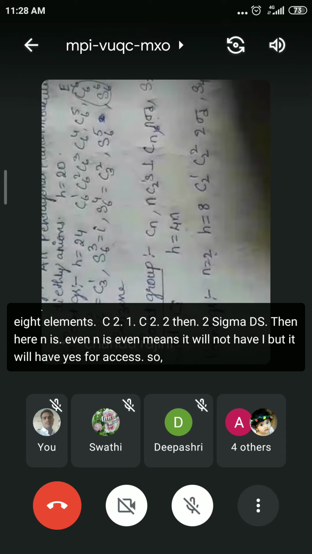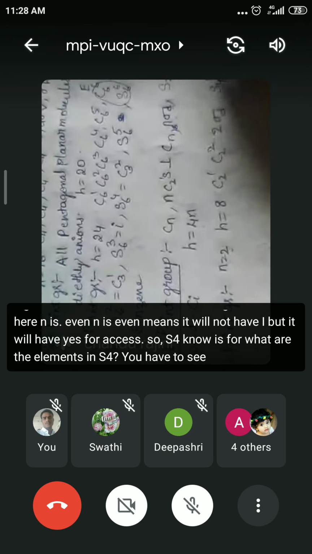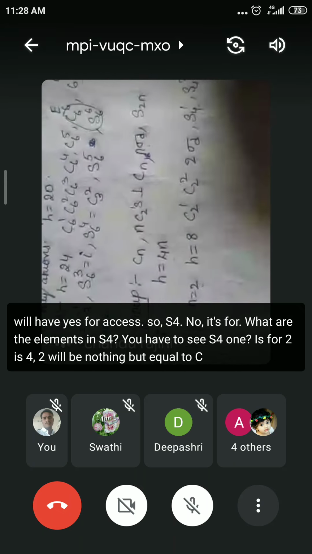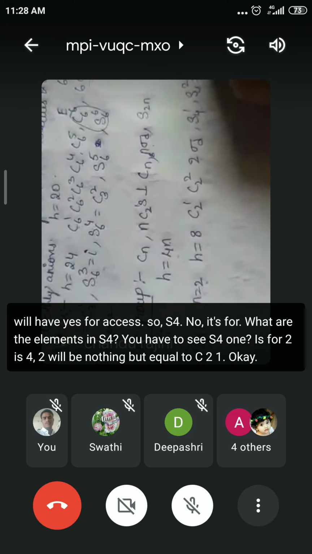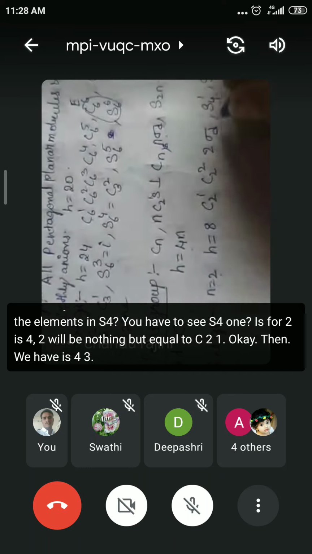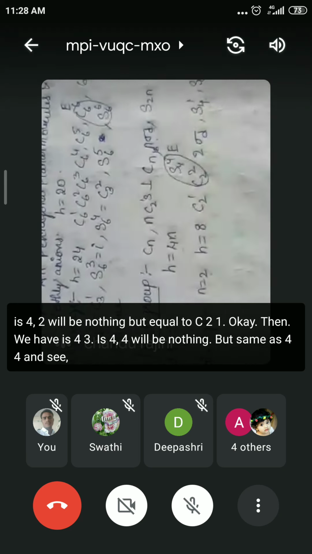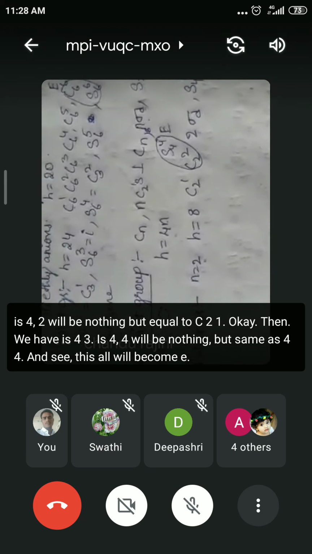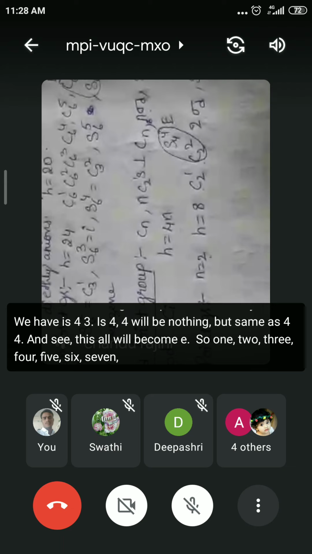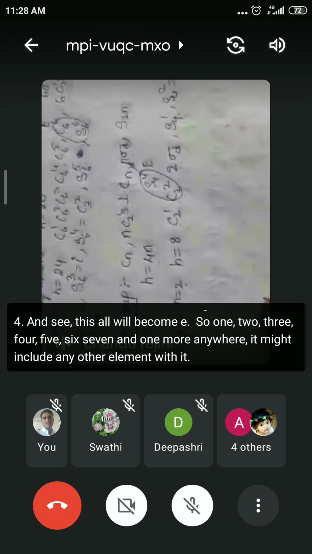So what are the elements in S4? You have to see S4^1, S4^2. S4^2 will be nothing but equal to C2^1. Then we have S4^3. S4^4 will be nothing but E, and all this will become E. So 1, 2, 3, 4, 5, 6, 7, and one more, anywhere it might include some other element. With that it becomes 8.